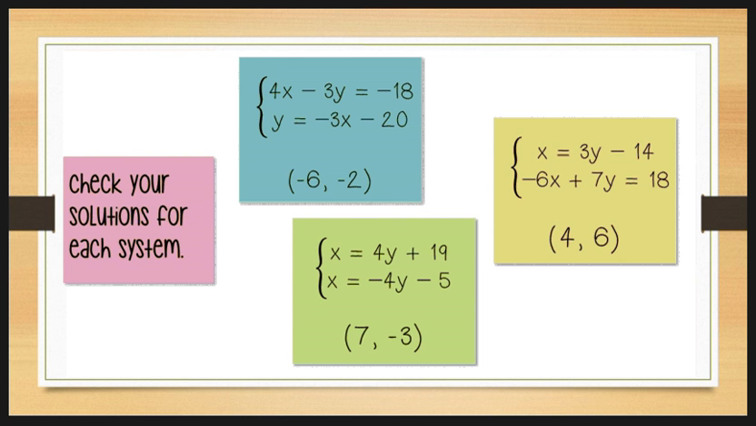Okay, let's see how you did. So here are the solutions to each system. So the solution for the first system was -6, -2. The solution for this system was 7, -3. And the solution for this system is 4, 6.